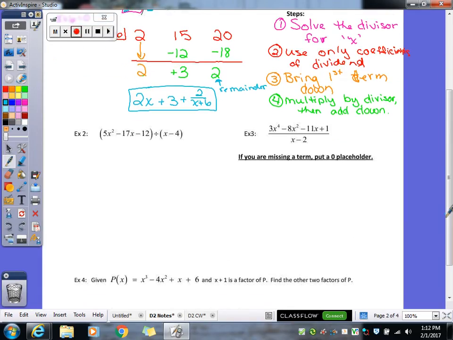All right, let's try this one again. So our divisor is x minus 4, so I'm going to first set that equal to 0. So our x would be a what? 4. So I put my little 4 there in the box. That's our divisor. Are we missing any terms in our other polynomial there? No, they go in order. We got squared to the first and then a 0. So I'm going to put 5, negative 17, negative 12. And put a little space underneath them and then my line.